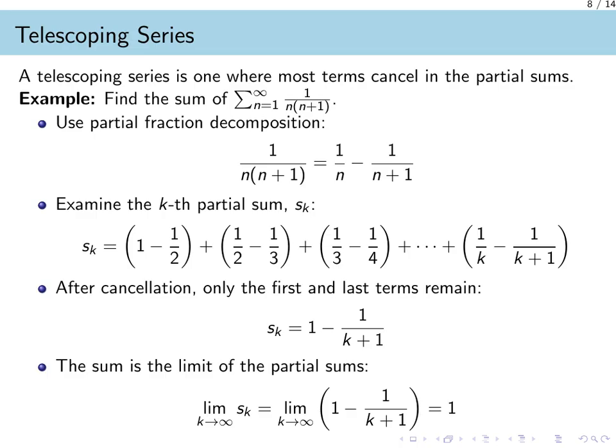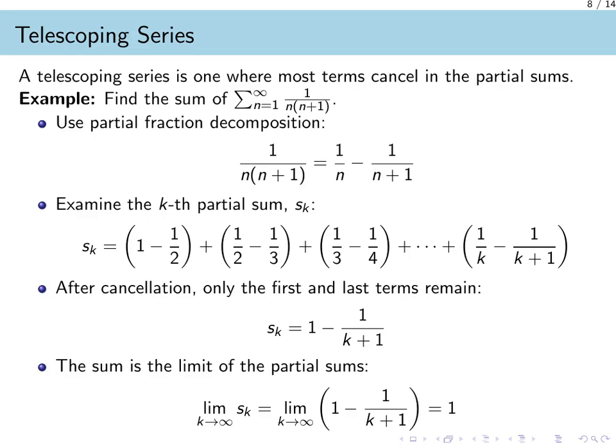The key is to first use partial fraction decomposition. This rewrites each term as 1 over n minus 1 over n plus 1. Next, let us examine the kth partial sum, s sub k. It is the sum of the first term, which is 1 minus 1/2, plus the second term, 1/2 minus 1/3, and so on. Notice how the negative part of each term cancels with the positive part of the next term.